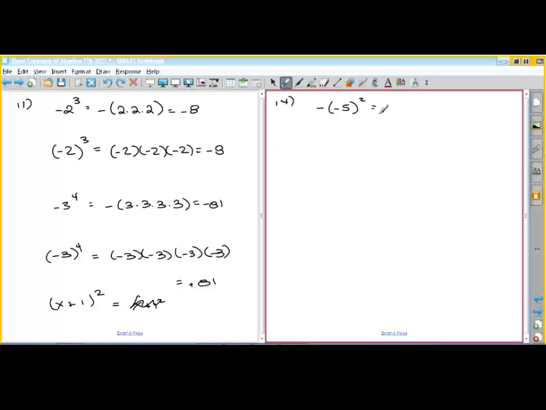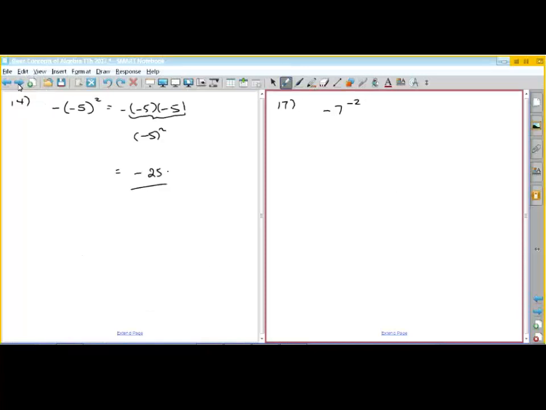Okay, so that's good. What you're doing here is taking negative 5 times negative 5. So this part is this part right there. That's -5 squared, which is -5 times -5, positive 25, and then you change the sign to negative, so it's negative 25.